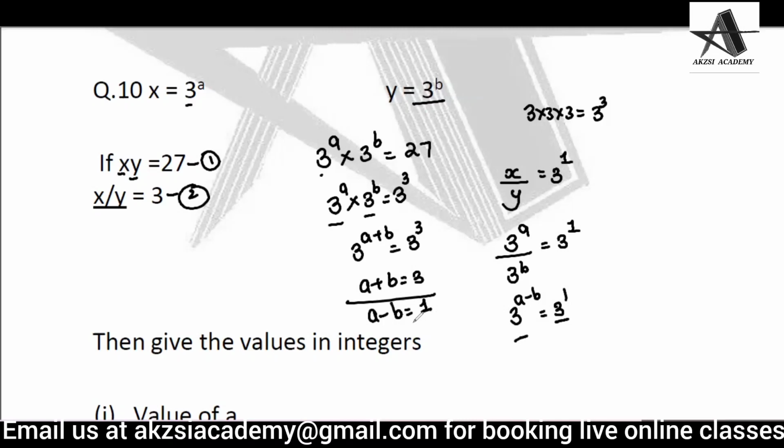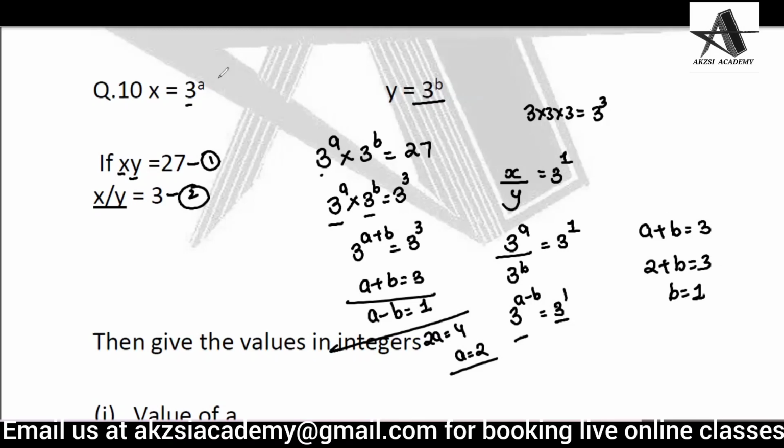Now this is your simultaneous equation. You can solve it by elimination method. Already b and b have the same coefficient and opposite signs. Add it up. 2a equals 3 plus 1, 4. From here a equals 2. If a equals 2, we need to substitute the value of a in either of the equations. So let me put 2 plus b equals 3 and b equals 1.